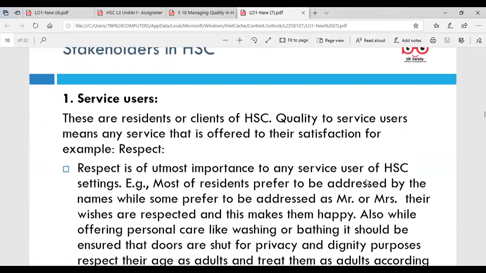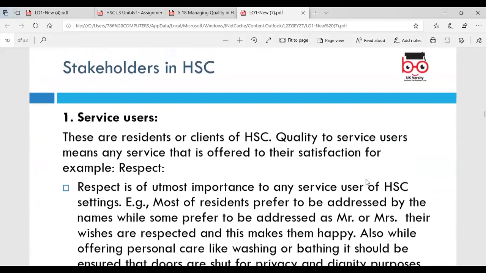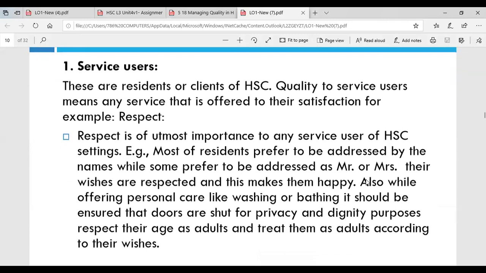Stakeholders in health services are the service users. So who's using the services? They're the patients who come to you or in the community. So quality to the service users means any service which is offered to their satisfaction. It should not only comprise the provision of medicine. For instance, if you're giving just respect, it is so important to any service user.